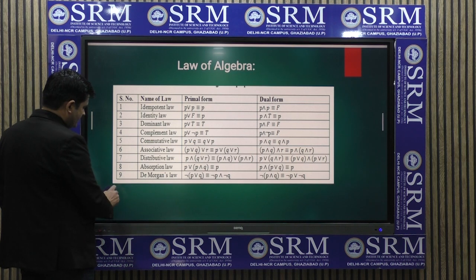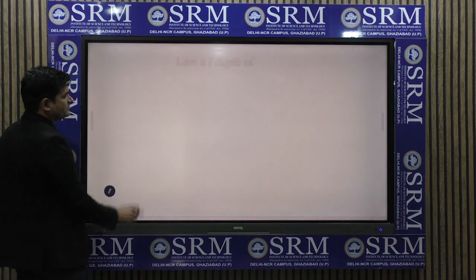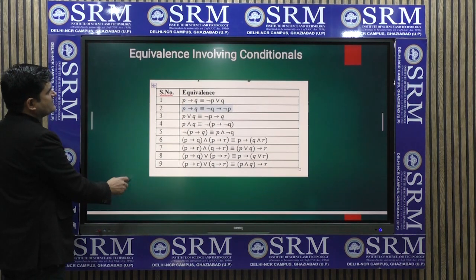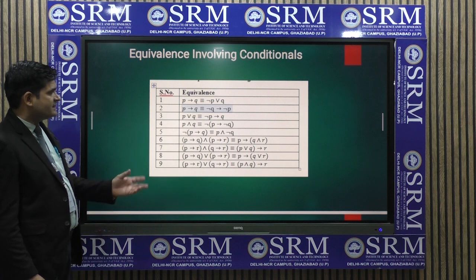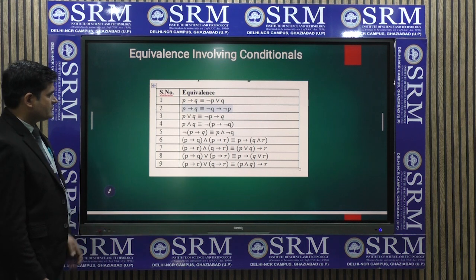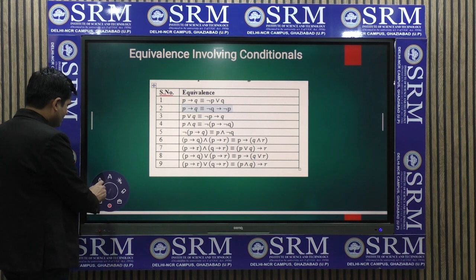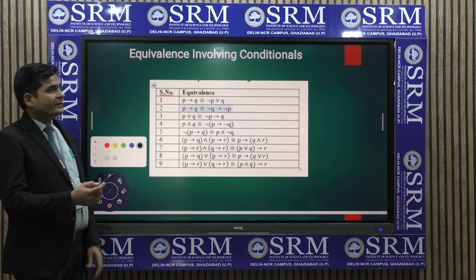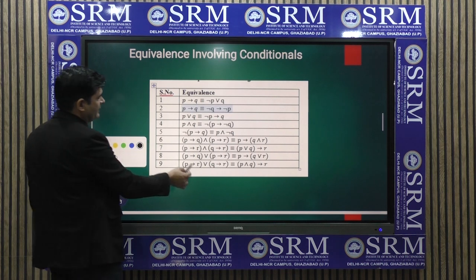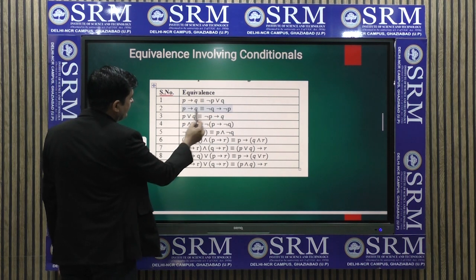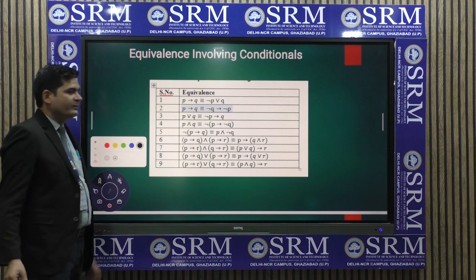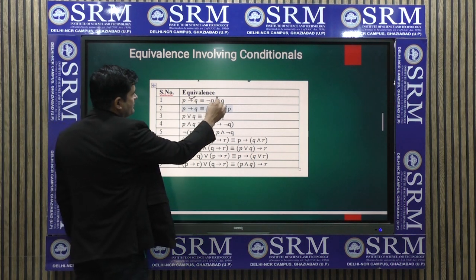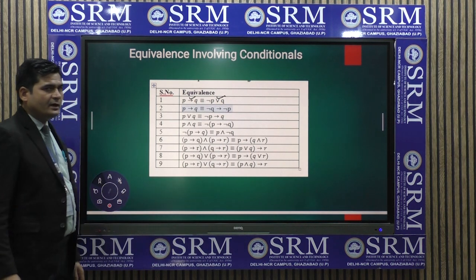So let us move on to the next slide. These are some equivalences involving the conditional operator. These are also important. Students, you should remember these equivalences involving the conditional operator. This is equivalent to this, and you can easily verify by making a truth table. Both the statements or propositions have the same truth values.